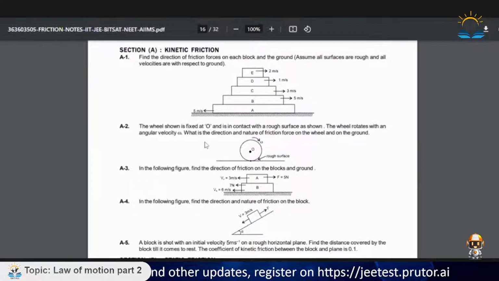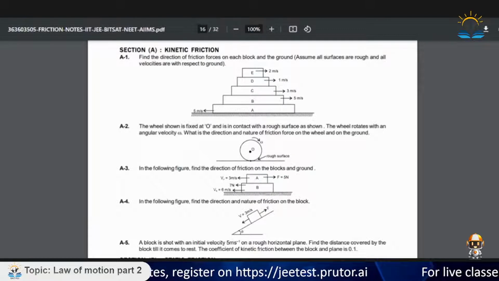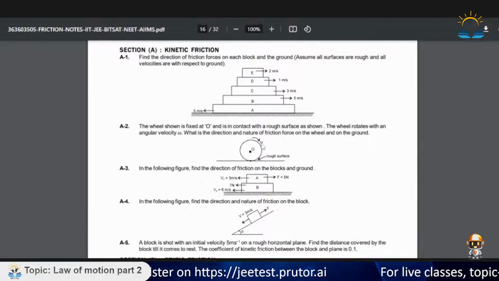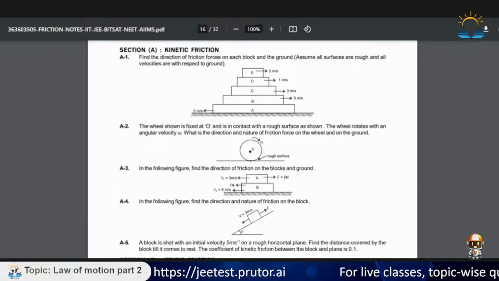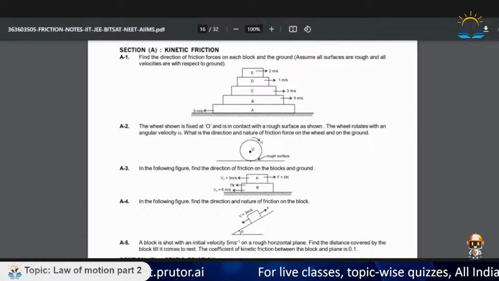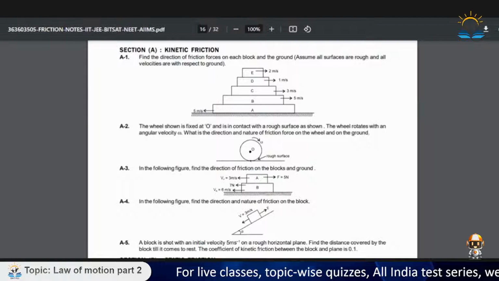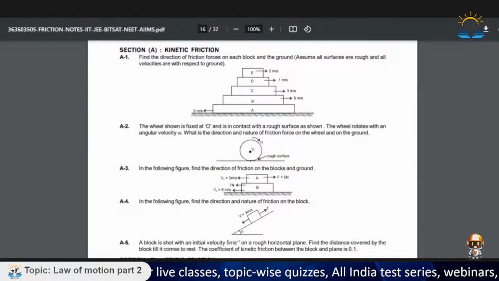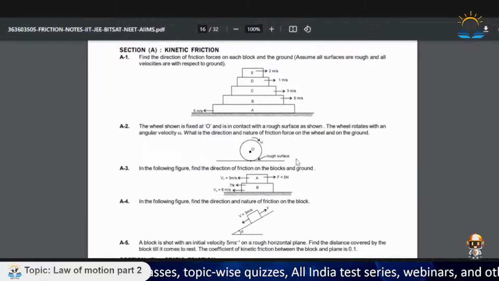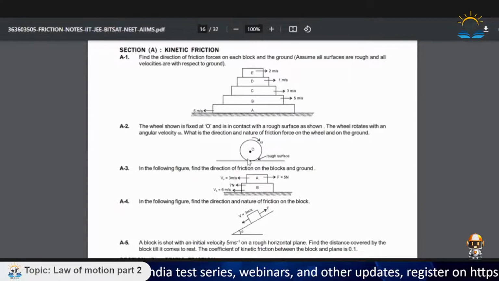Now let us see an example of rolling friction. Here the wheel shown is fixed at O and is in contact with a rough surface as shown. The wheel rotates with an angular velocity omega. What is the direction and nature of the frictional force on the wheel and on the ground? In these cases, the friction can act in the forward direction or in the backward direction, because there can be different cases of rolling motion.